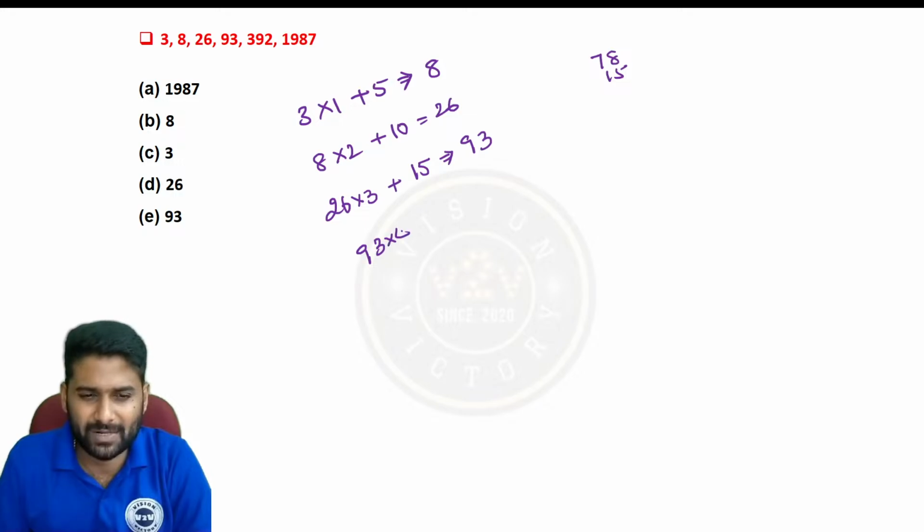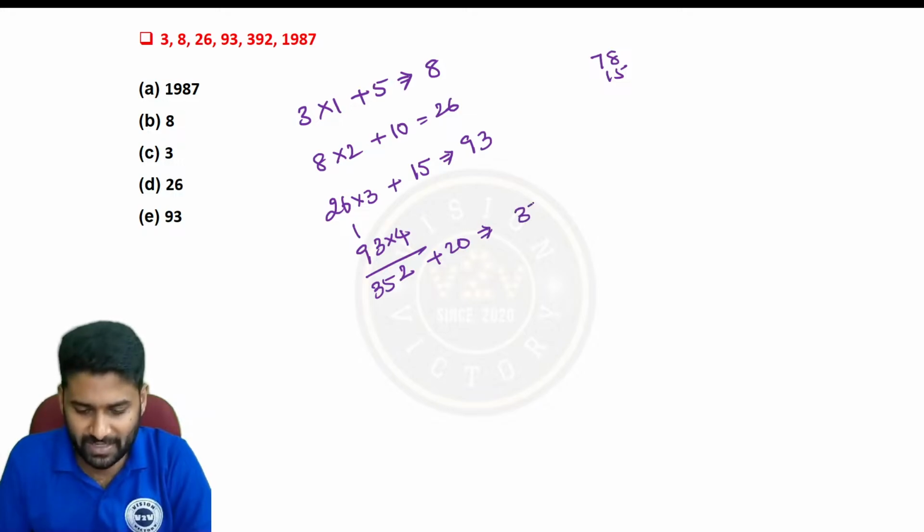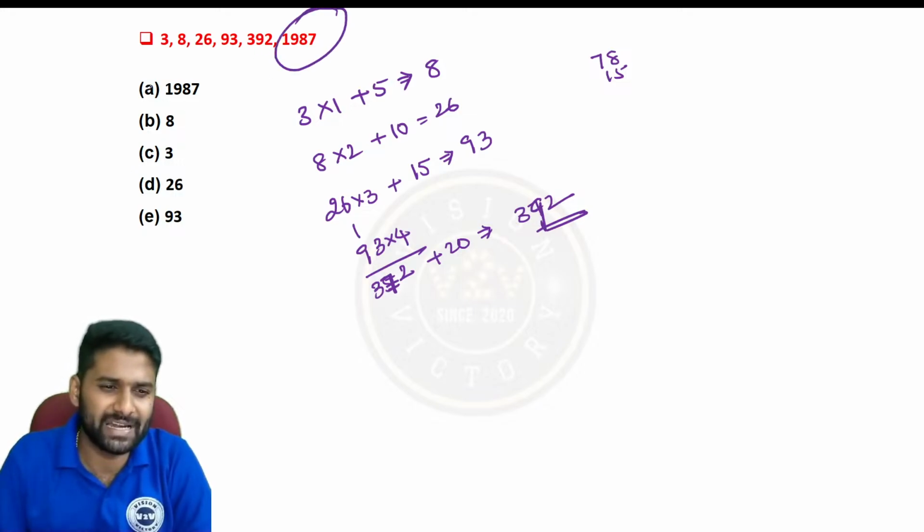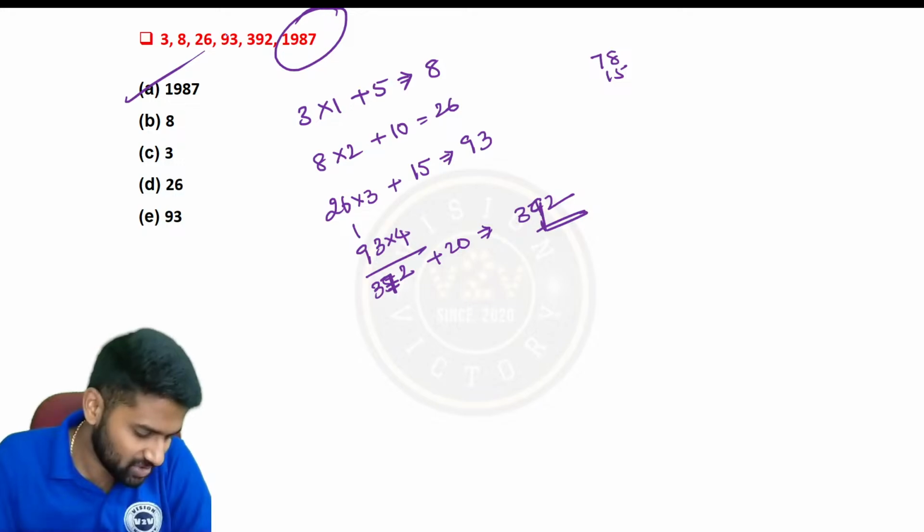If 93 is multiplied by 4, it's 372, and you should add 20 units, so 5, 10, 15 and 20. Sorry, this is 372 plus 20 is equal to 392. So here the wrong number is 1987.